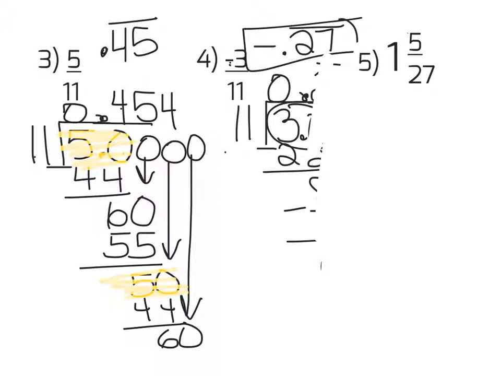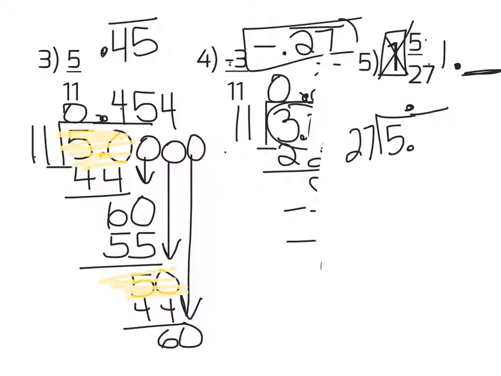All right, looking at problem number 5. There's a whole number here, 1. I'm just going to write that 1 point, and then something's going to go here after we turn this fraction into a decimal. But we can leave that 1, so we don't really have to divide it. Then we're going to do inside out. So 27 divided by 5.